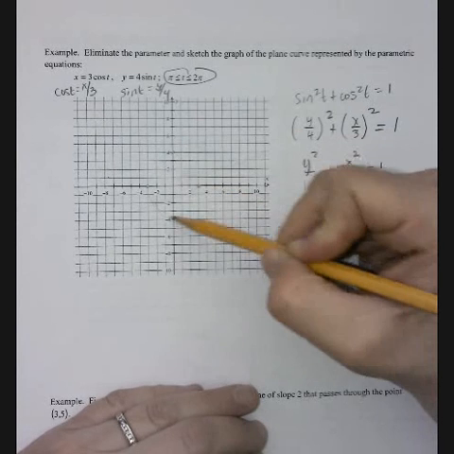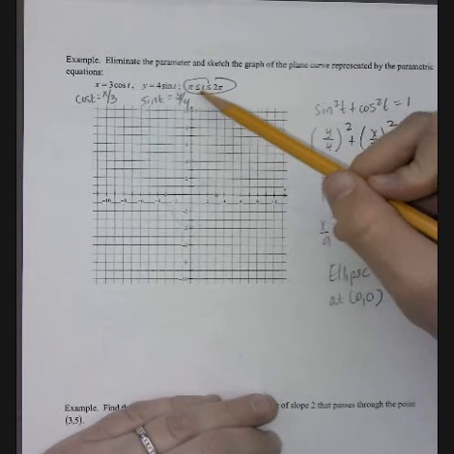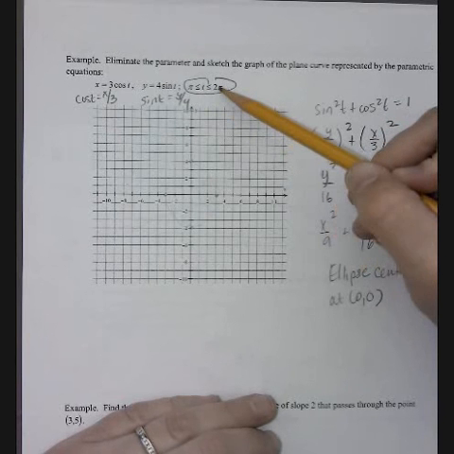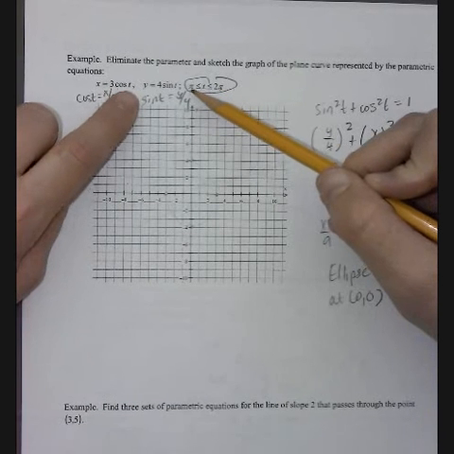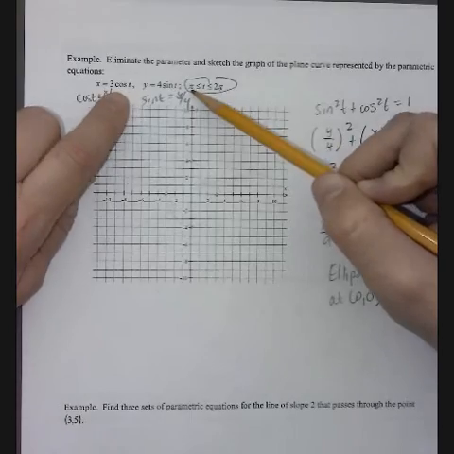Well, this part of the ellipse is for t from pi to 2 pi. So just plug in pi, start with pi. Cosine of pi is negative 1, so x would be negative 3. This is the initial point.